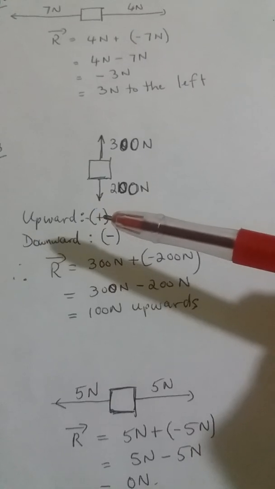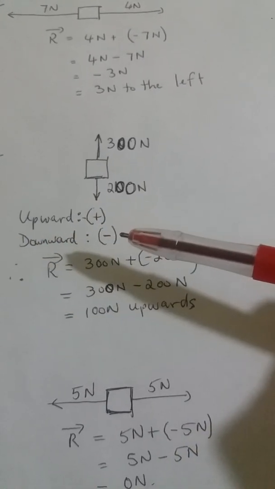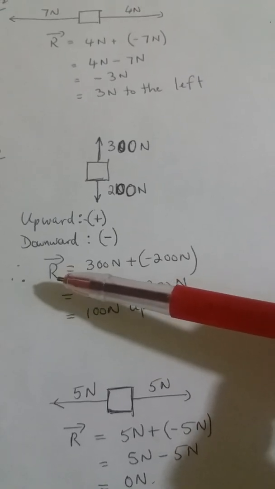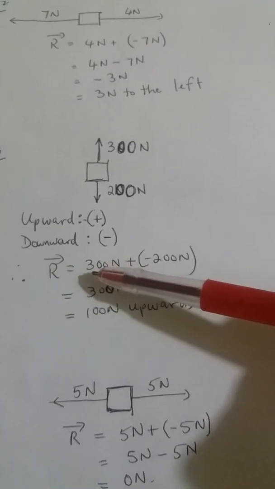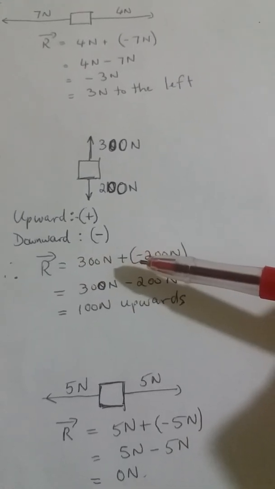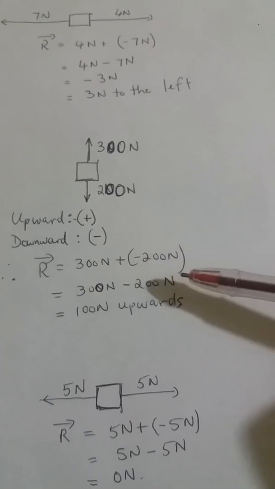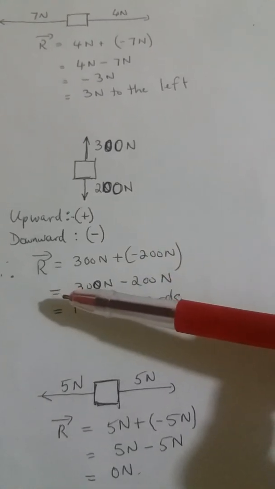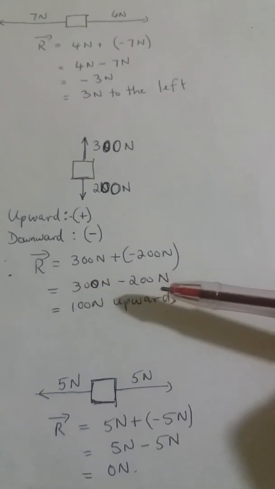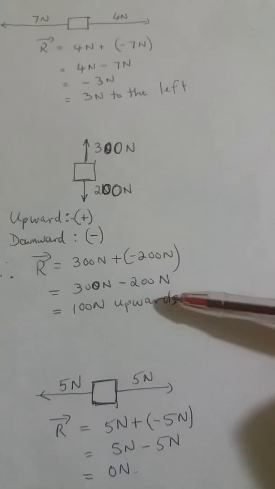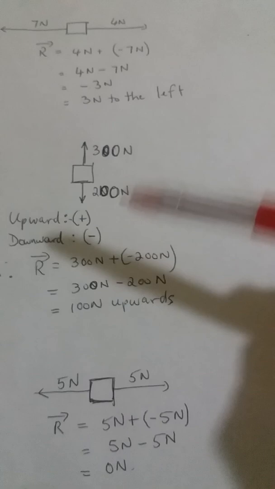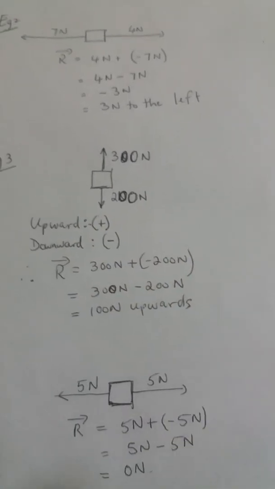Upward is taken as positive and downward is taken as negative when it comes to vectors. So here we have it. The resultant vector will be equal to 300 newtons plus, open parentheses, negative 200 newtons, close parentheses. So this will be equal to 300 newtons minus 200 newtons, which will leave us with 100 newtons upwards. And the reason for that again is because upwards is taken as positive and downwards is taken as negative.